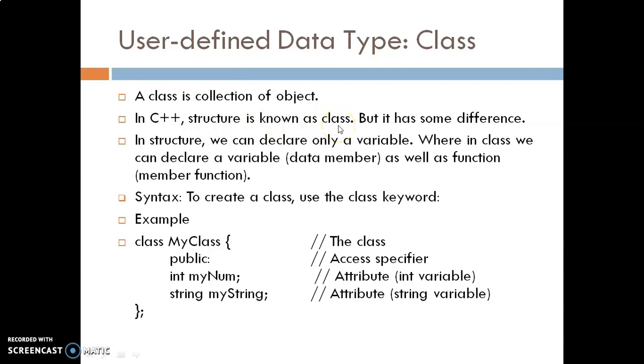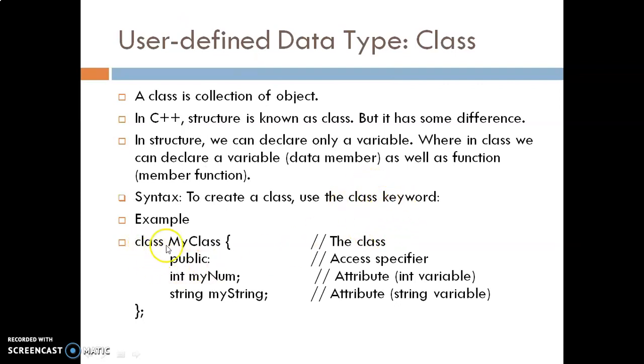As I said, you all have learned about structure and union in C. Similarly, class is nothing but a synonym, like a structure of C, in C++. It has some differences, only a few. You can see here the syntax. To create a class, use the class keyword. We will have to use the keyword class to create any class.